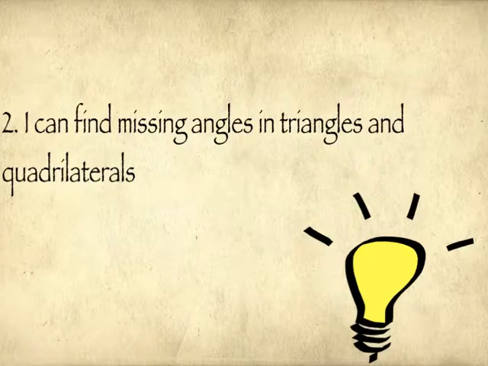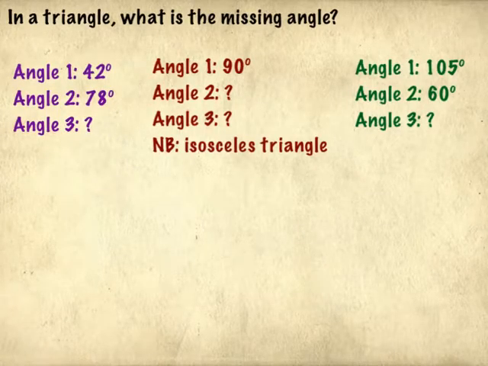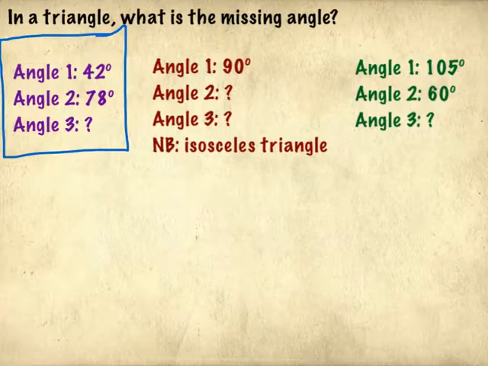Number 2, we're going to find some missing angles in triangles and quadrilaterals. So this question asks me, in a triangle, what is the missing angle? So we'll start with this guy. I have angle 1, 42 degrees, angle 2, 78 degrees, and angle 3, I don't know. But I do know that the three angles have to add up to 180. So there's a couple ways I could do it. I could do 180, take away 42, take away 78 to get my missing one.